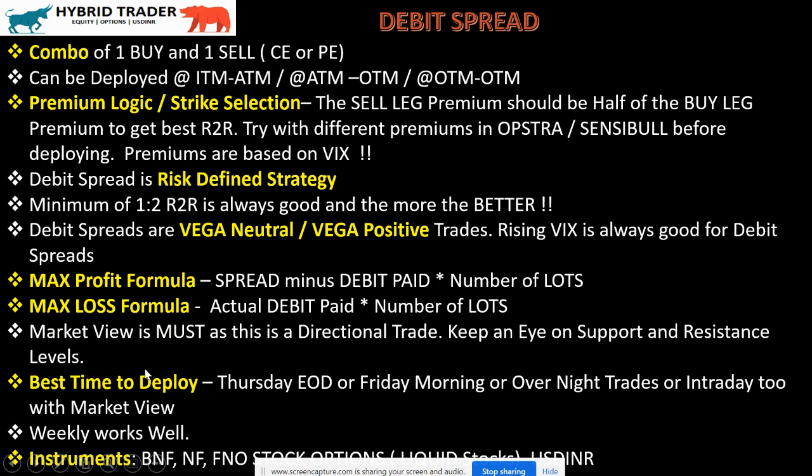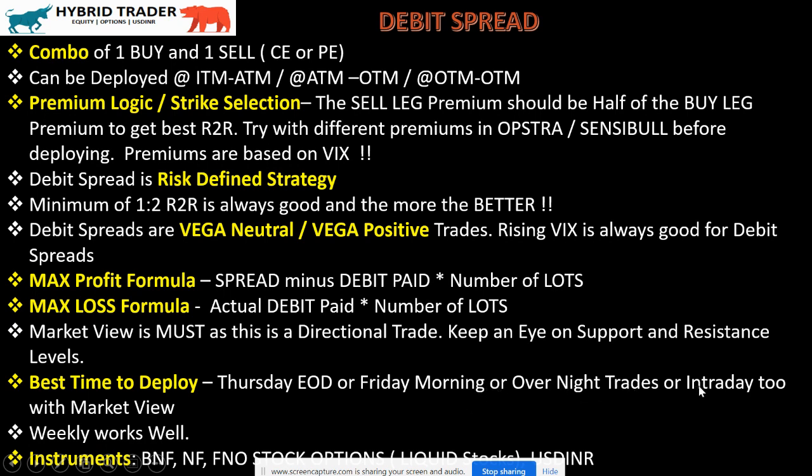What is the best time to deploy? So friends, the best time to deploy would be on the expiry day, almost at the end of the day, between 3 and 3:30 p.m., if you want to go for a positional trade. The market is very volatile during the expiry day. You can go on Friday, but if you go on Thursday, you'll get good premiums. You'll get more strike gaps between the buy and the sell leg, or else you can go for Friday morning, or any overnight trades.